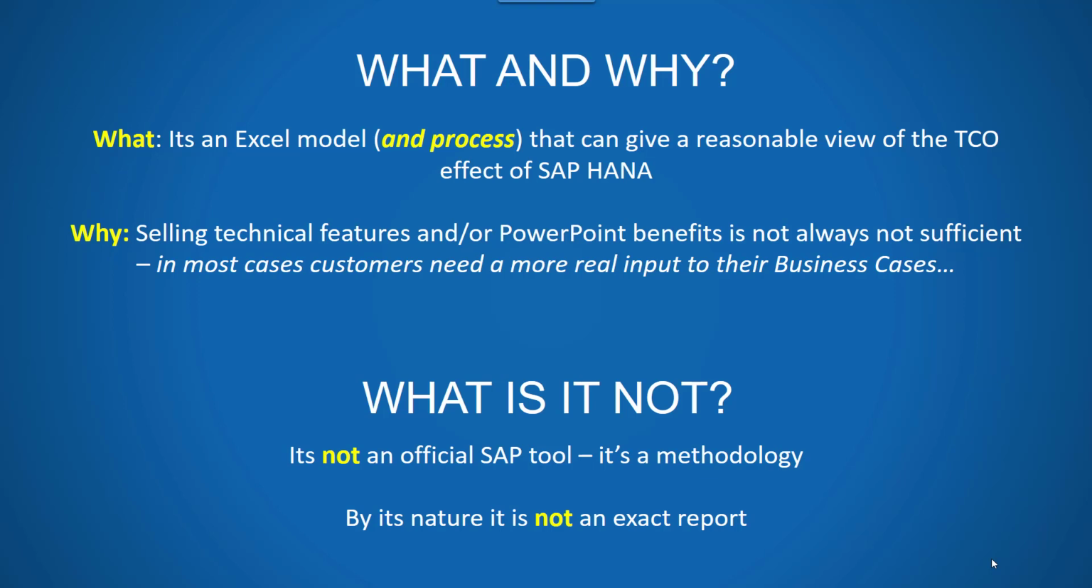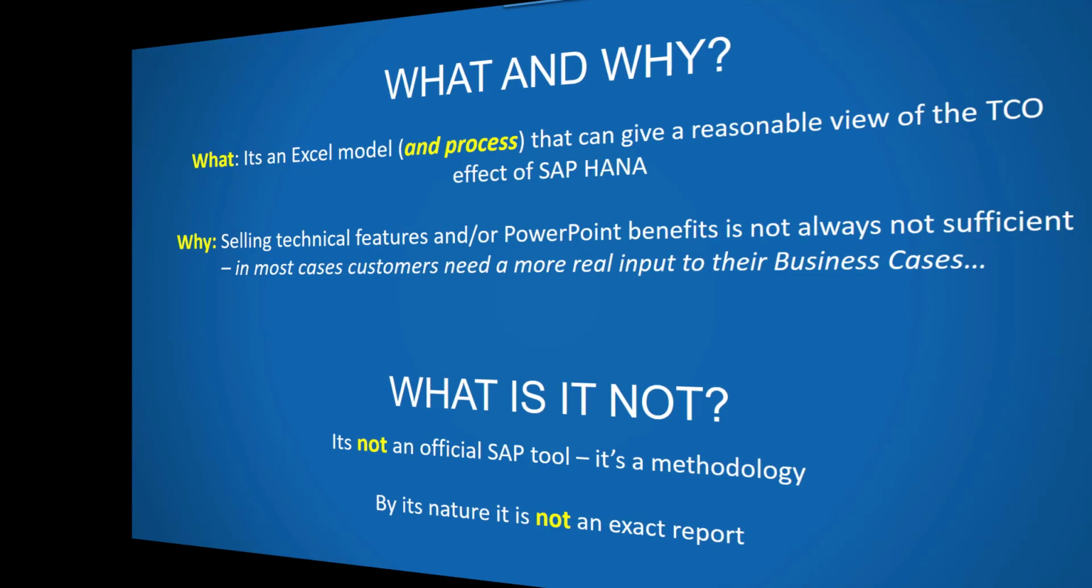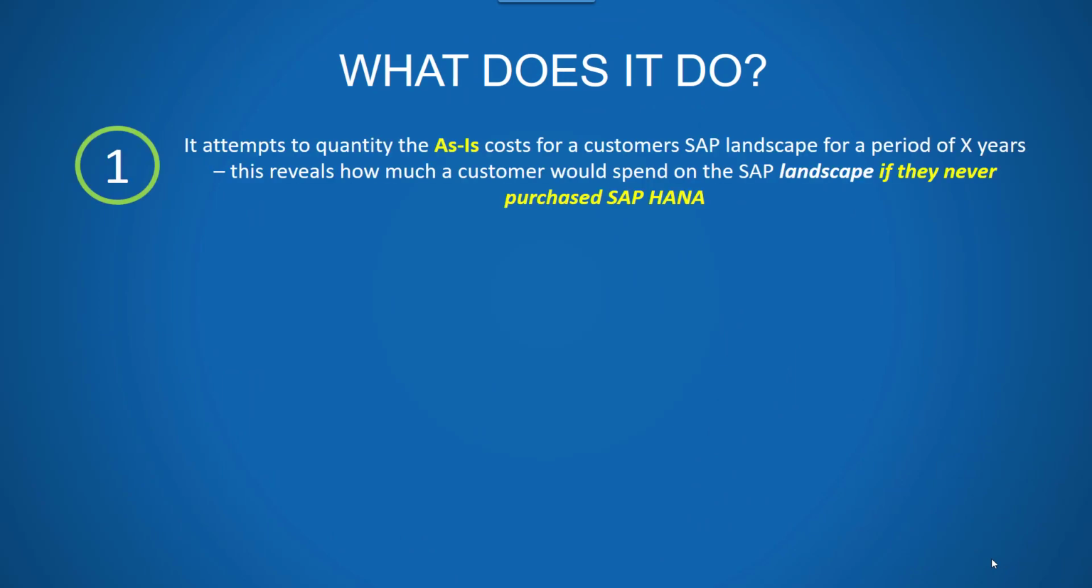So it is an estimation at best for the total cost of ownership. So what does it actually do? Well, our thought process was the following: if a customer is currently running SAP, something like ERP, BW, it is currently costing a certain amount of money to run those systems.